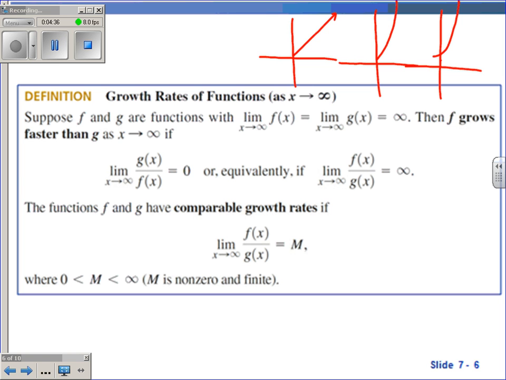It's going to be even going faster. So how do we know there's a significant difference in how fast each is growing? We're going to assume that both of these functions have limits that are infinity.